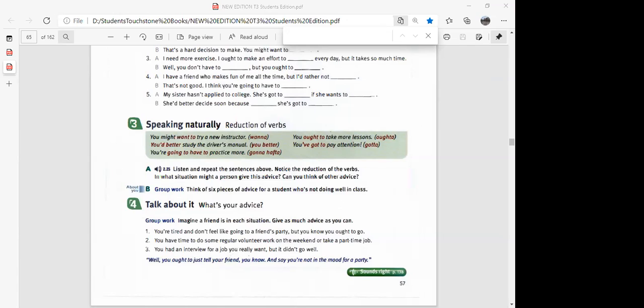You're gonna have to practice more. You ought to take more lessons. You gotta pay attention. All right, please pay attention to this. Like you might wanna try an instructor. You'd better study the driver's manual. Pay attention to this one more time.